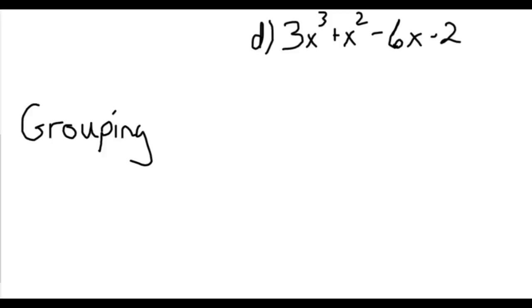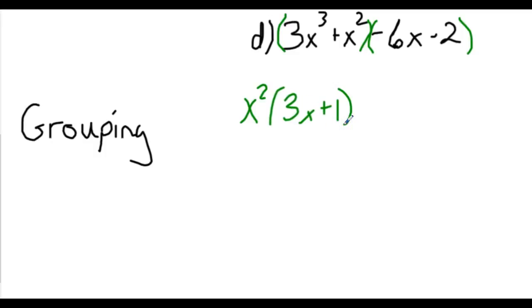It's called factoring by grouping because we're going to group the first 2 terms together and the last 2 terms together. When we group the first 2 terms, 3x cubed plus x squared, we're looking, what do those 2 have in common? Well, they have a factor of x squared in common, which we can take and put out in front. If we do that, we're left with 3x plus 1.